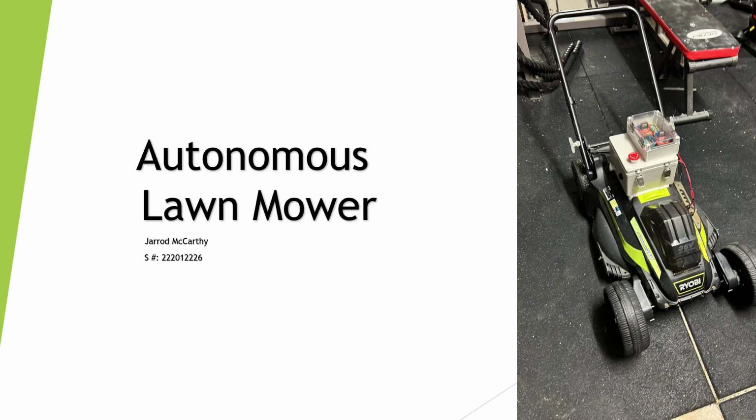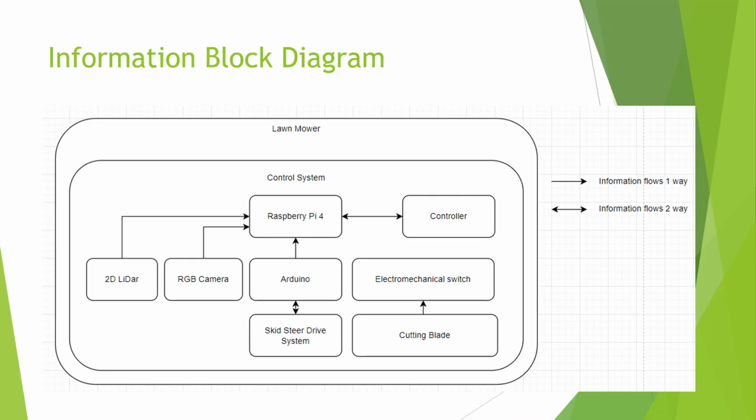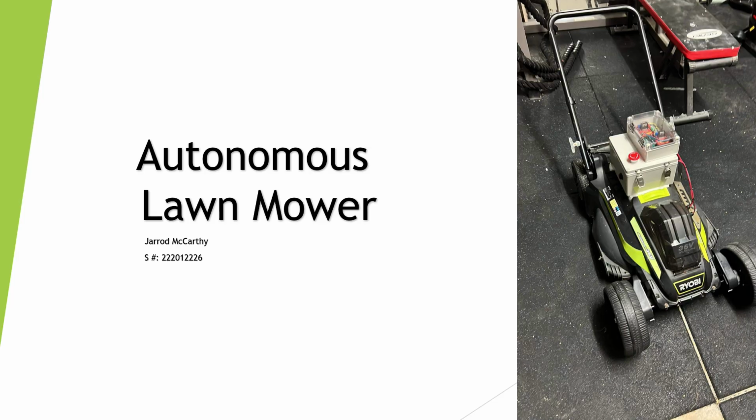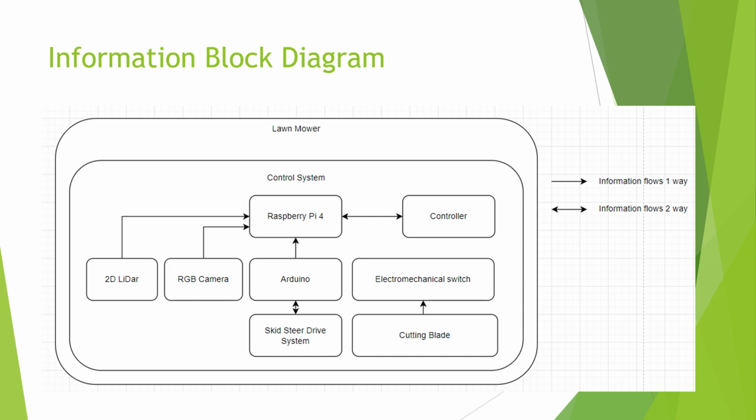So the next thing is this. The first step, before I could build the thing on the right of this slide, is to figure out how this thing's going to work, right? And the way I did it, or am doing it, is what's on the screen. So there's a drive system that is controlling the wheels. There's a cutting blade that is totally separate from the Raspberry Pi, just for safety reasons.